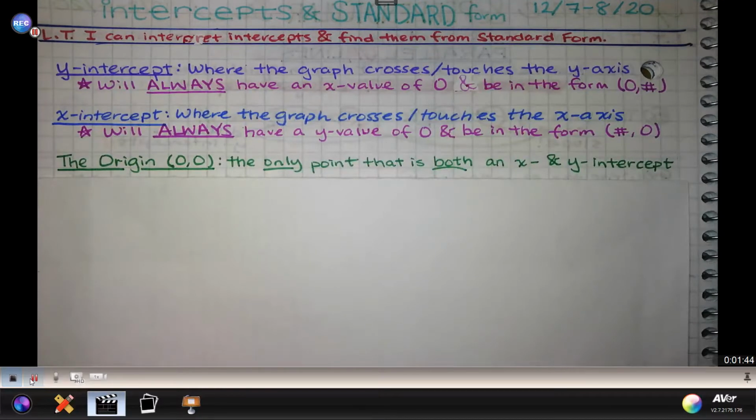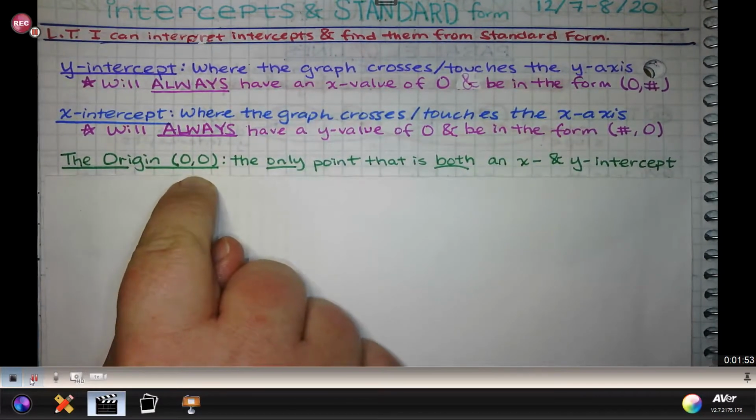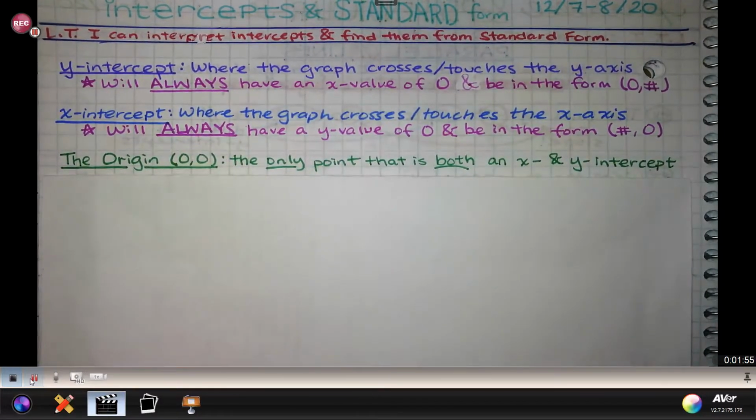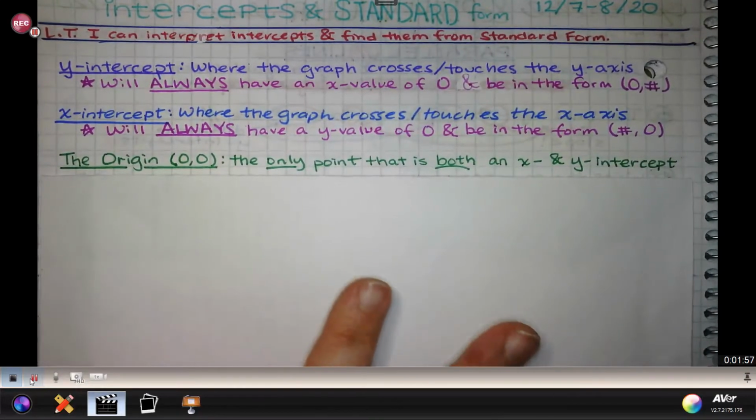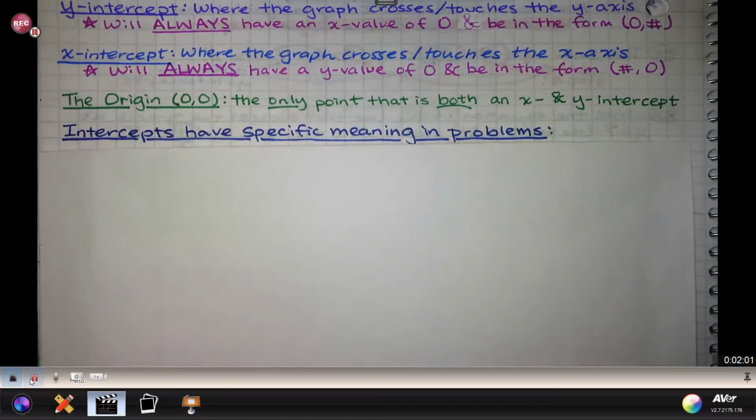Okay? So a line, which we've been dealing with, will only have one x-intercept and one y-intercept. So if it's the origin, it counts as both. Okay? You can't have more than one of each. Okay. Now, interpreting. So intercepts have a specific meaning in problems.